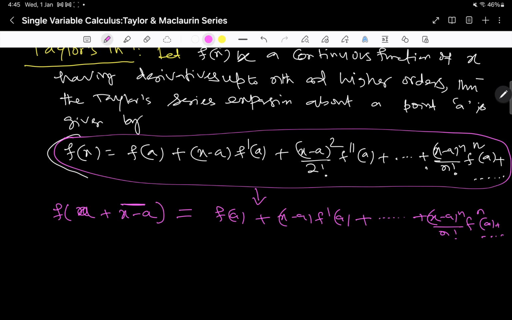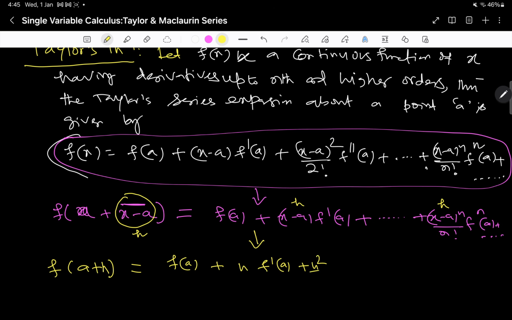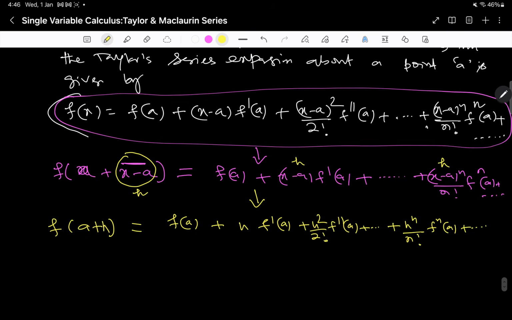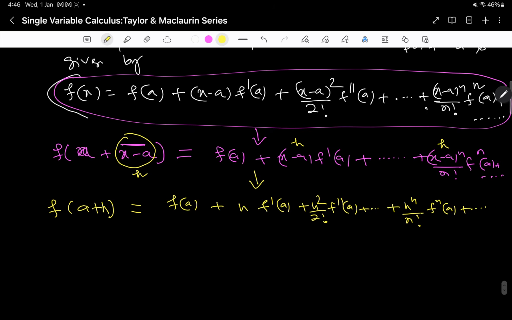Now if I put x minus a as h, if I substitute it, then what I am getting? F of a plus h is equal to f of a plus h f dash a plus h square by factorial 2 f double dash a so on plus h to the power n by factorial n f n a plus so on. Here h is a small positive number.